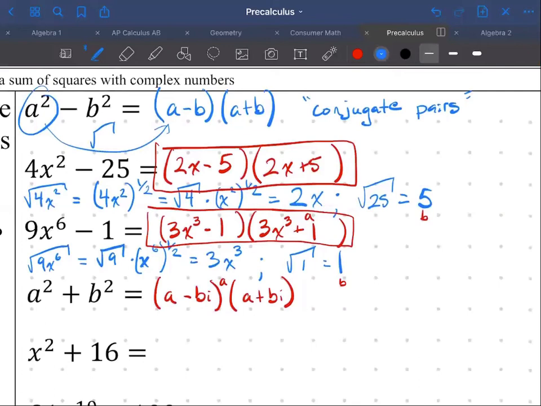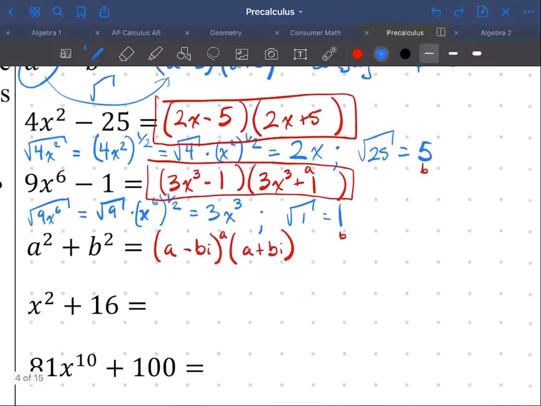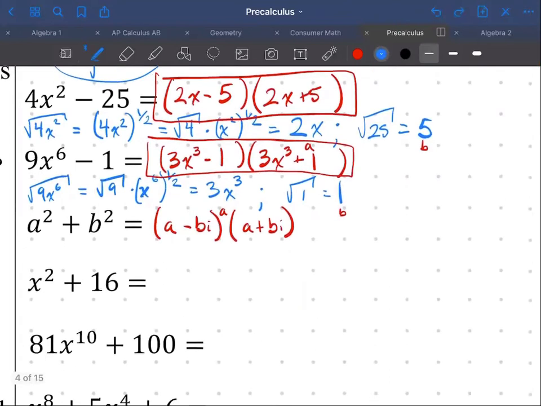But this is kind of cool because before, if I ever had a sum of squares, it was impossible to do. Now I'm saying it is possible. And that's a general theme of mathematics. If I ever tell you something is impossible, then you need to work out a way to make it possible. And it's using these imaginary or complex parts. So let's try it out. X squared plus 16. Who wants to try this for us?